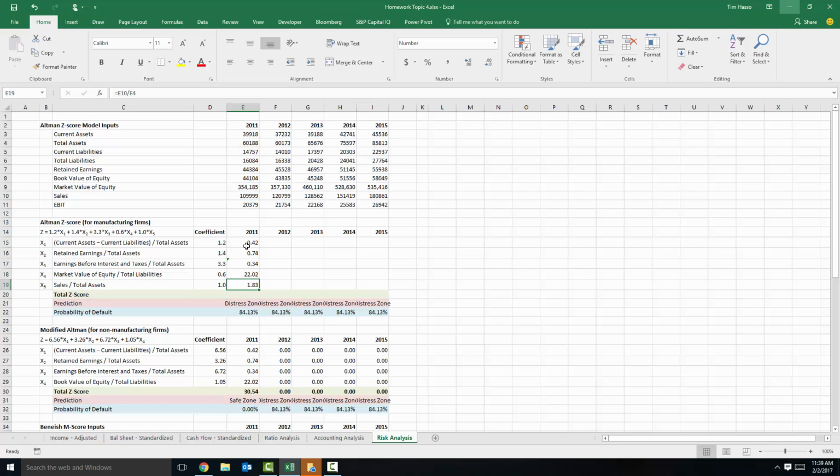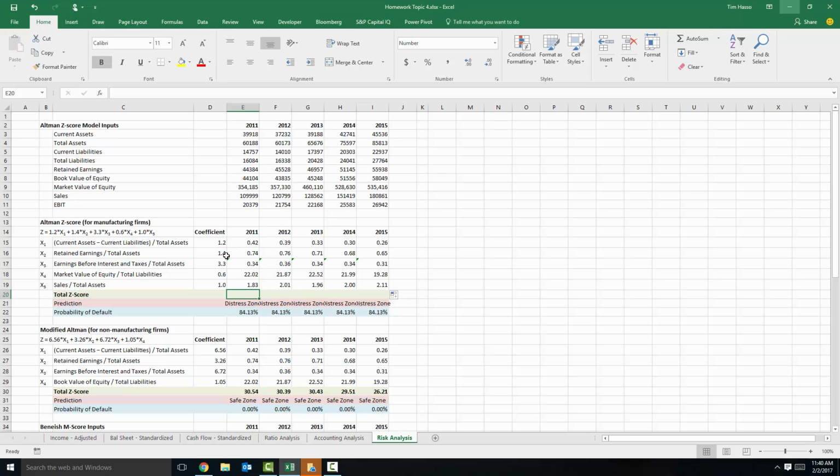So that gives us all of the information that we need for 2011. Again, I'm just going to highlight all 5, go to the bottom right, and essentially just drag it to the right. So what we have now is we've calculated these ratios for each particular year. In order to get the Z-score, we need to multiply each coefficient by the value of that year and then add that coefficient multiplied by that value and so on.